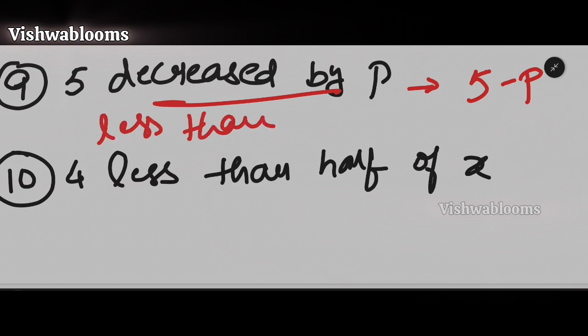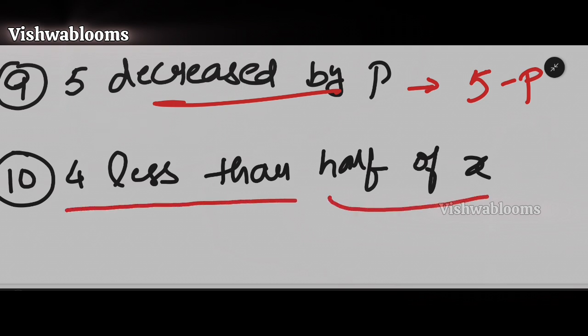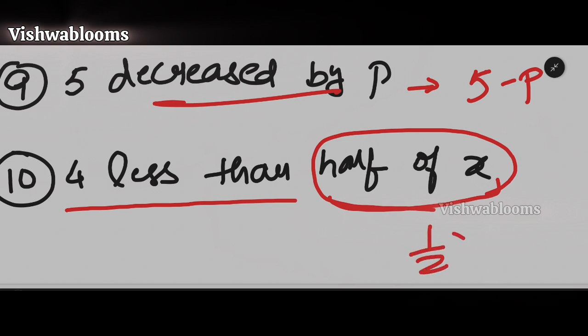Next question is also based on that less than only. We'll see that: 4 less than half of x. First, whatever is there after less than, you should solve first. That is the trick I have told you. Half of x, that is 1 by 2 into x. That is simply, you can write it as x by 2.